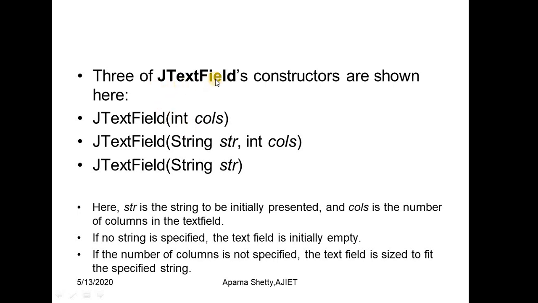Three of the JTextField's constructors are shown here. That is JTextField, which will take columns as a parameter; JTextField with string as well as columns as parameters; and finally JTextField which will just take a string as a parameter. Here str is the string to be initially presented. If you want any string initially presented, you can pass it in str. Columns is the number of columns in the text field.